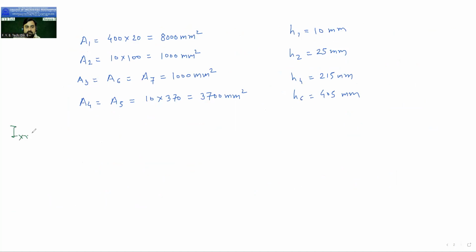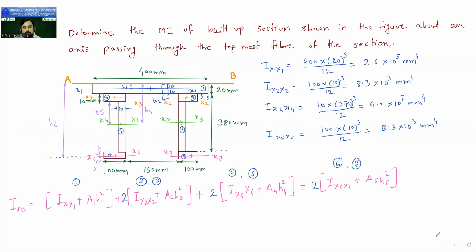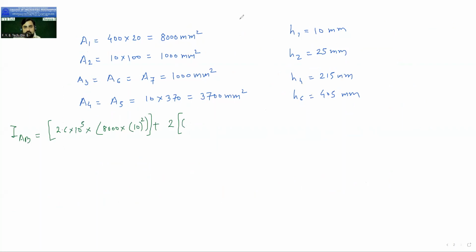Okay, so put all the formulas in the equation. So I can write here Ixx, that is IAB, right, I got in the habit of writing xx. IAB is equal to: my first x1 is 2.6 into 10 raised to 5, into A1 is 8000, into H1 is 10 square, plus the second figure, 2 into in bracket x2. So x2 is 8.3 into 10 raised to 3, plus here the area A2 is 1000 into H2 is 25 square.